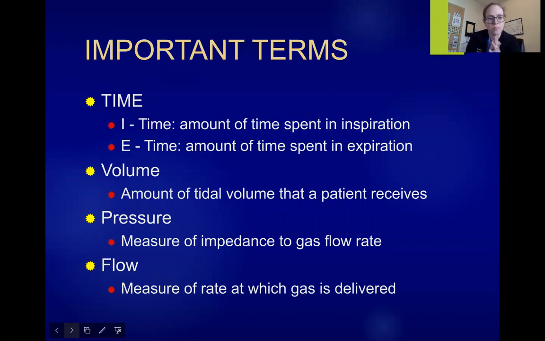So some important terms that we're going to talk about, I know it seems like a lot, but this is just a brief overview. So we're going to talk about time, and you might hear the terms tossed around, your I time and your E time. Your I time is the amount of time that's spent in inspiration, and your E time is the amount of time spent in expiration. So a lot of times you'll hear when you come to the unit, what's your I to E ratio, and that's just to say what's the time being spent in inspiration and the time spent in expiration. Volume is going to be the tidal volume that a patient receives. Pressure is going to be the measure of impedance to gas flow rate. And then your flow is going to be the measure of rate at which gas is delivered.